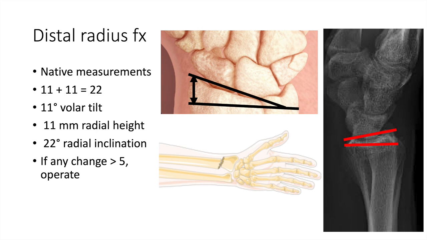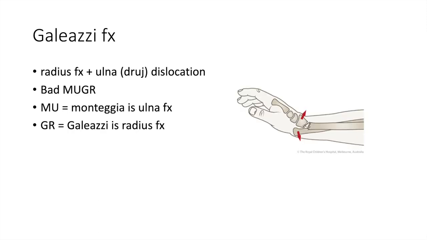And you will find that there's many different reasons why you should and why you should not operate on a distal radius fracture. However, if you're looking for the quick and dirty, which is the purpose of this video, you will see that if there's any change greater than 5, whether it be 5 degrees or 5 millimeters, you should operate. After that, you got Galeazzi. That's a radius fracture with an ulnar dislocation, the dislocation specifically at the distal radial ulnar joint. All right, and a common phrase is bad mugger. MU is Monteggia for ulnar fracture, and GR here, which is Galeazzi for the radius fracture. And so that's how you can remember Monteggia versus Galeazzi. Bad mugger. All right, that's upper extremity.